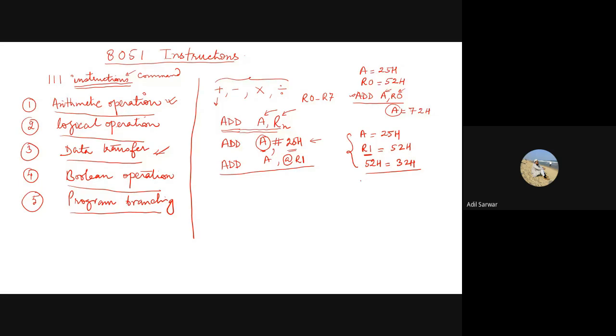Can anybody tell me? 57H. Can you be a bit louder? 57H. So A has got 25 and the content of R1 is 32. So if I add 25 and 32, what will I get? Okay, fine.